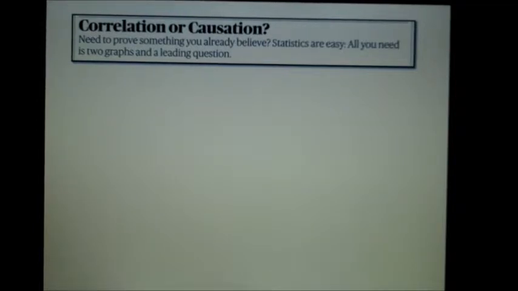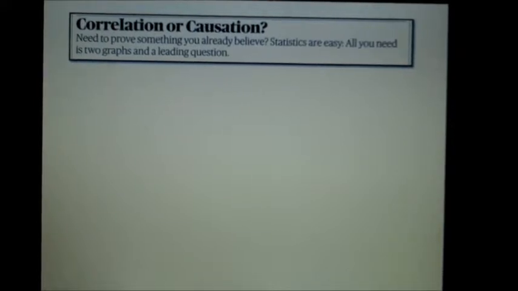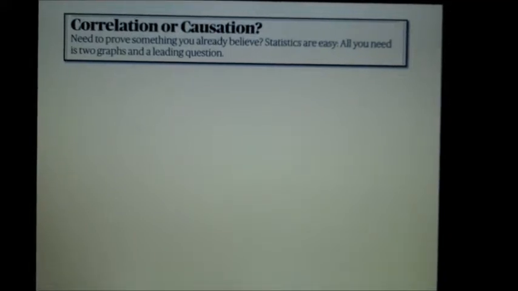As I mentioned earlier, with correlational research you don't manipulate any of the variables. You're just studying and measuring what's naturally there. But one of the things our media loves to do is play around with the idea of what is causal versus what's just correlational. As it says up here, need to prove something you already believe? Statistics are easy. All you need are two graphs and a leading question. So you can take any two variables and talk about their relationship. Let's take a couple of variables that are a little bit silly, or at least probably have other factors to them, and see how we can make it look like they might cause each other using a graph, a very common media trick.